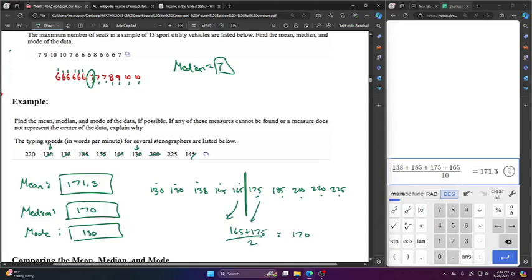So the mean and the median on a normally distributed typical set of data should be pretty close to the same thing, okay? But the mode, well, it could be anywhere. So obviously you can see the mode is way off.